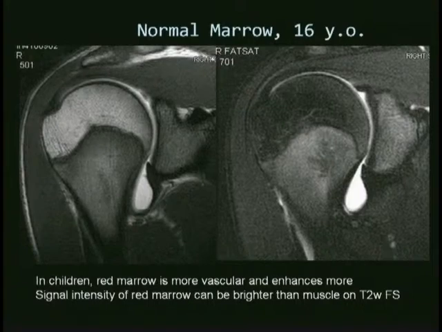Now, this is also a normal example of marrow in a 16-year-old boy, and you see again the epiphysis completely fatty on the T1, suppresses homogeneously on the T2 fat-sat sequence, and you notice that the metaphysis has some red marrow, which is similar or slightly brighter than the adjacent muscle, but on the T2 it becomes brighter because it's more vascular. The same goes for the glenoid.